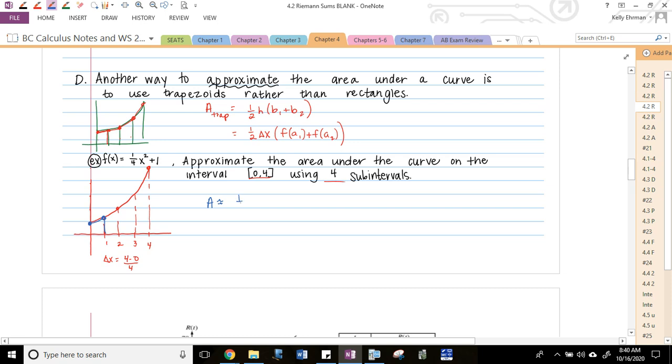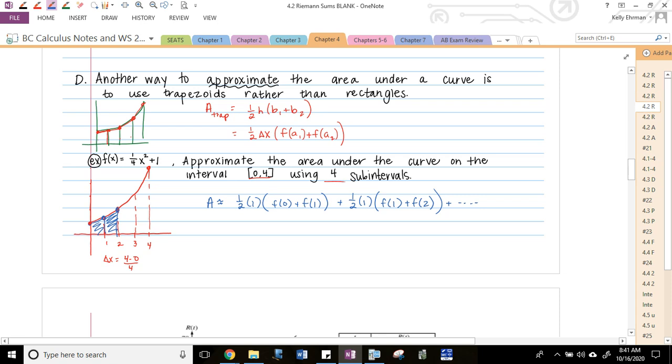has a 1/2 times a delta x of 1. And then it's going to be the sum of these 2 bases. So this base is at f of 0, and this one has a height of f of 1. So f of 0 plus f of 1. And then you're going to have another 1/2 times 1 times the sum of the next 2 bases. Well, the next trapezoid has one base at f of 1 and the other at f of 2. So that's another f of 1 plus f of 2.